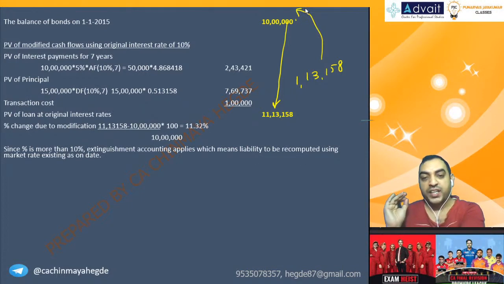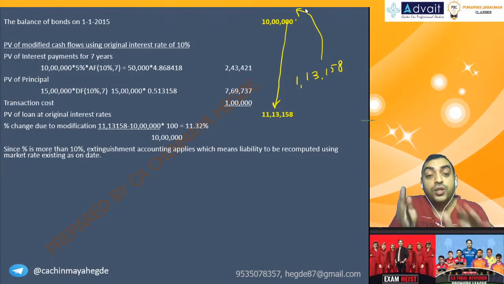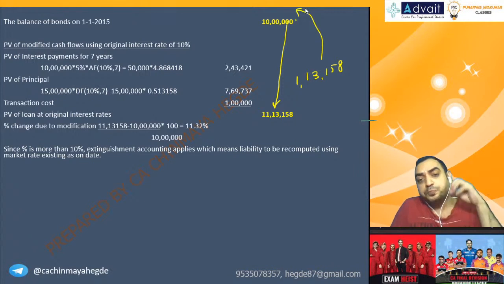Therefore extinguishment accounting applies. And what do you mean by extinguishment accounting? The carrying amount should be replaced by the new amount. And how do you calculate the new amount? The new cash flow is discounted at the new discounting rate. That present value you get is compared with the carrying amount, and the difference will go to the P&L account.